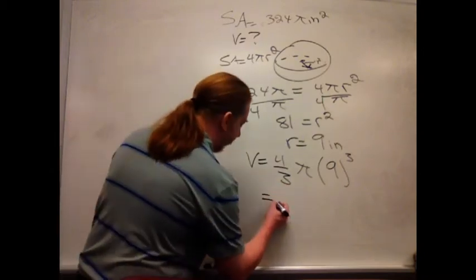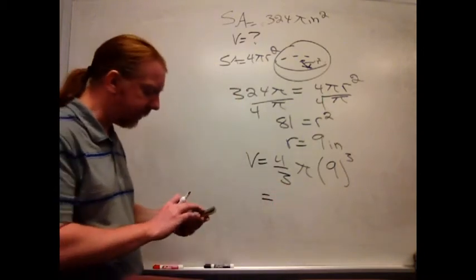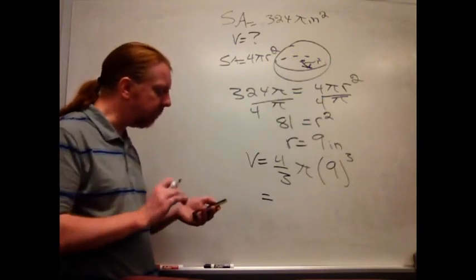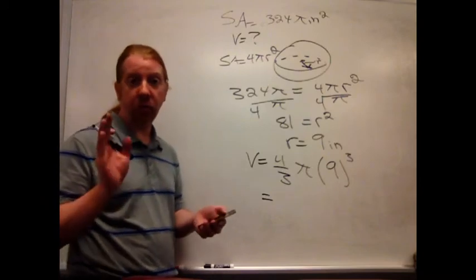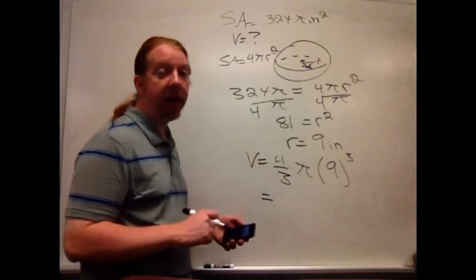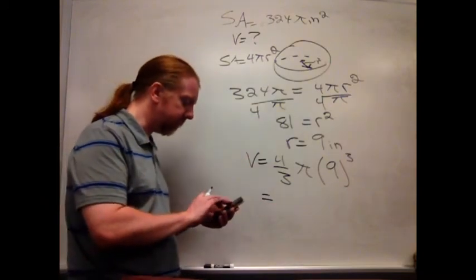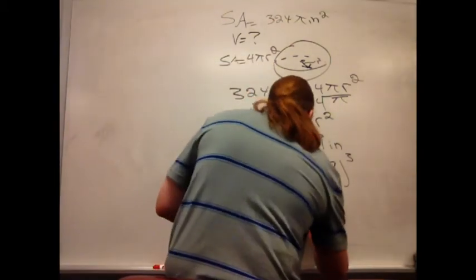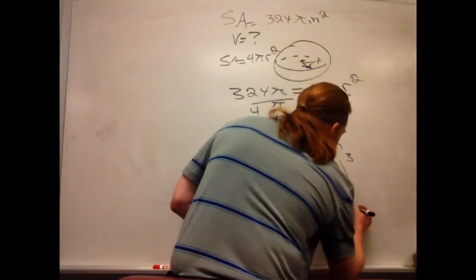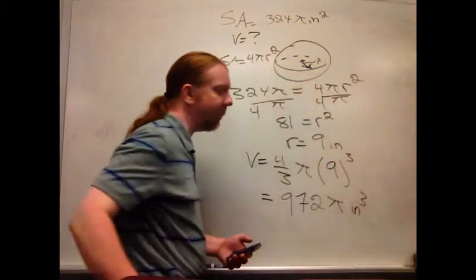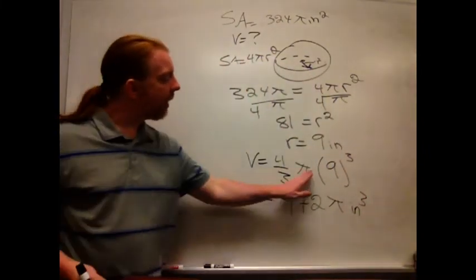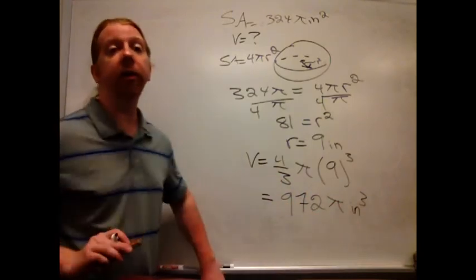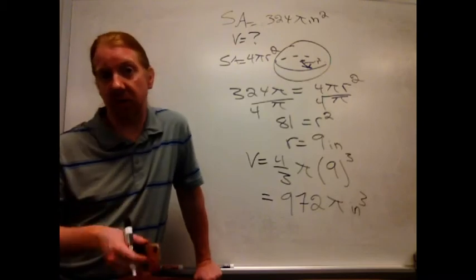Let's go ahead and calculate that out now. I've got 9, which I'm going to cube. That gives me 729. Multiply that by 4/3. My final answer, 972 pi cubic inches. Again, I'm leaving pi in my answer because it just makes life a lot easier. I don't want to introduce turning that into a decimal if I don't have to.